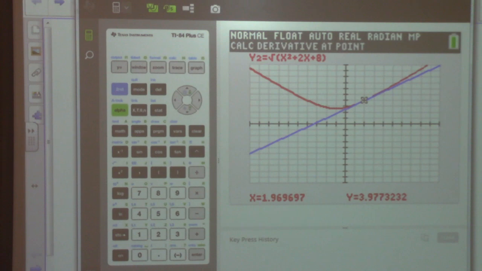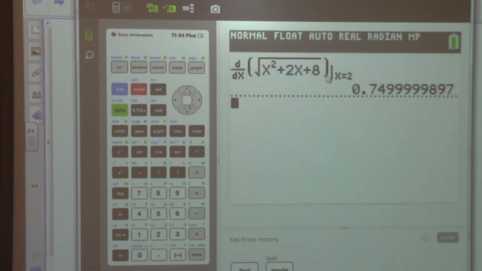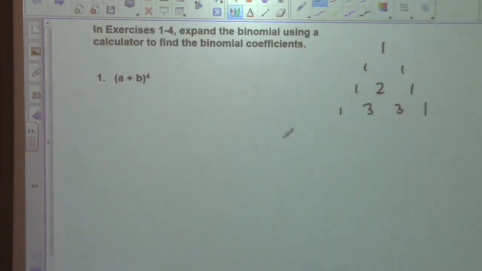And the very first thing we put in our calculator is something called nCr. It's going to look like this: little n, big C, little r. This is an acronym that stands for n choose r, and n is equal to the power of the expansion.